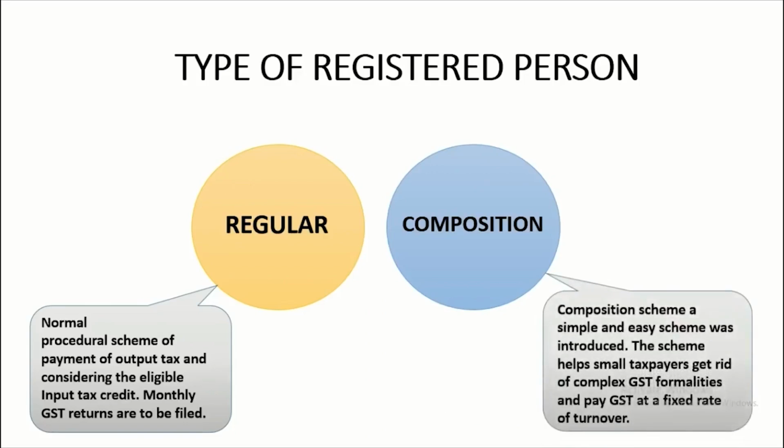To simplify the compliances for small taxpayers, the composition scheme is in place, where a taxpayer cannot avail input tax credit but can pay GST at a fixed rate on turnover.